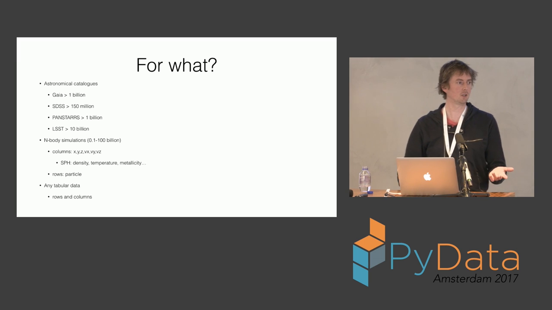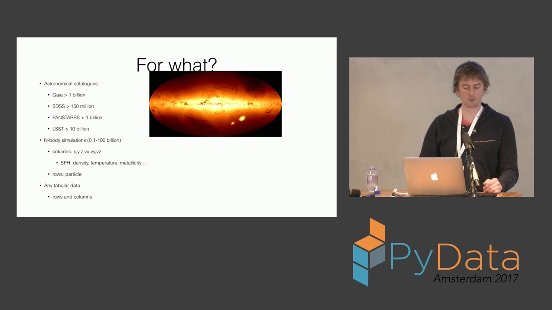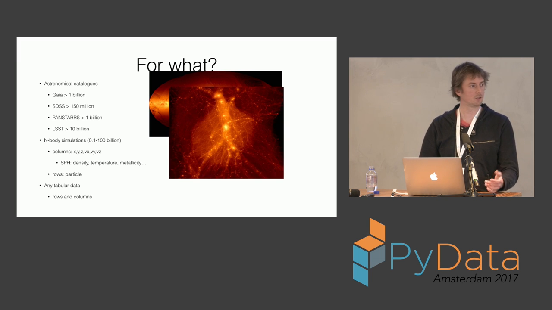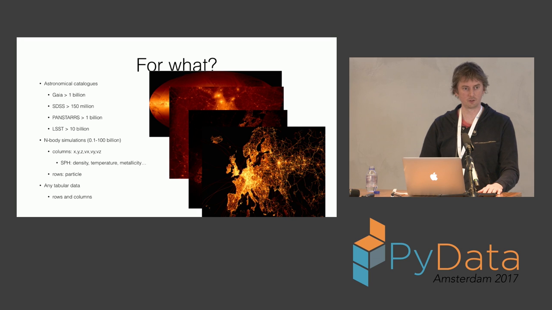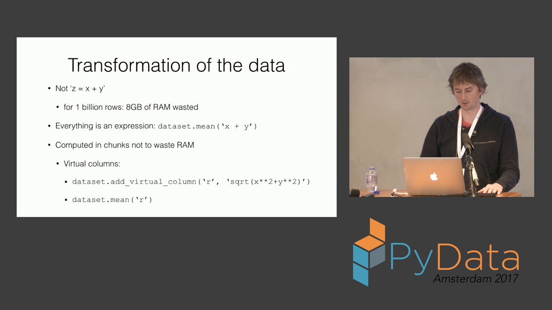So what kind of data can you use for this library? Well, astronomical catalogs, like I showed you the Gaia catalog, but there are more, and more are coming, like LSST will be even larger. But also for n-body simulations, basically rows and columns, so any tabular data. And in the demo, I'll use the New York taxi dataset, which is a dataset of pickup locations and drop-off locations of taxis. Or just a lot of GPS coordinates from the OpenStreetMap website.